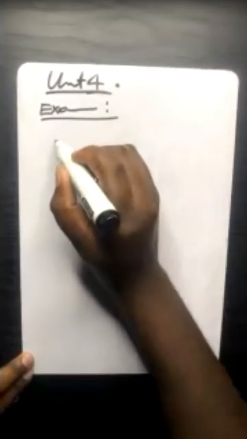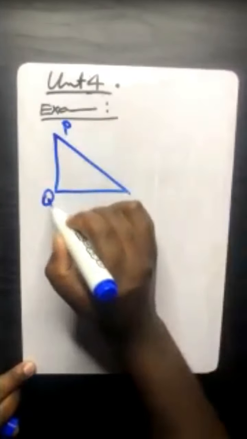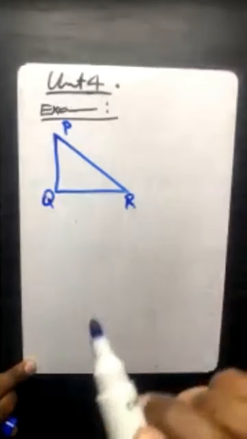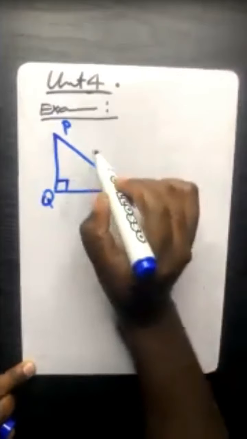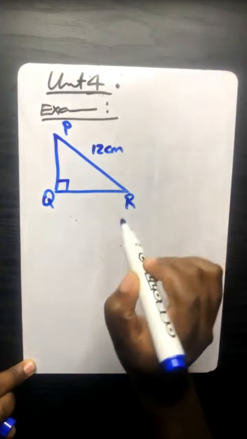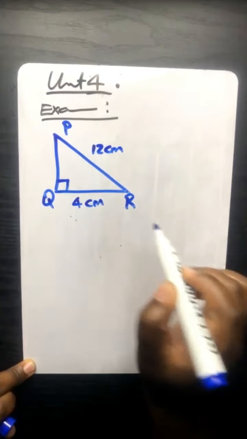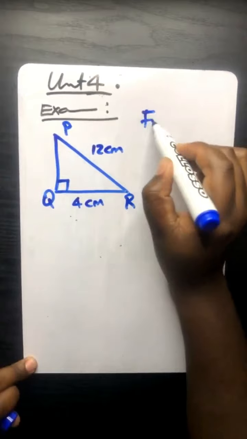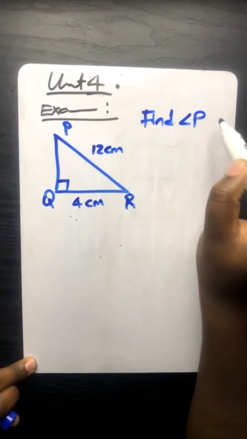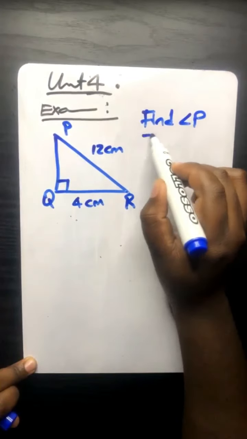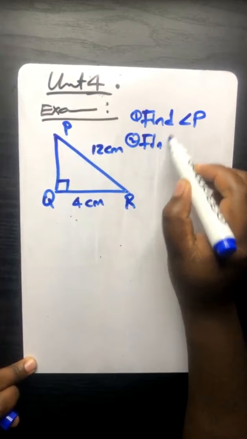Okay, 100%. So, this is an example that we'll be looking at. So, this is us using a calculator. You are given a triangle, which is triangle PQR. It has sides. What are those sides? It's 12 centimeter, is 4 centimeter. So they say find that. This is number one. Number two, find that.